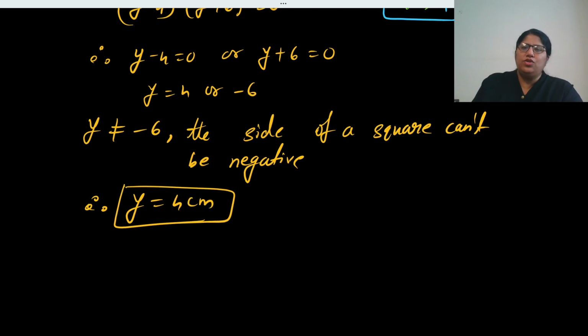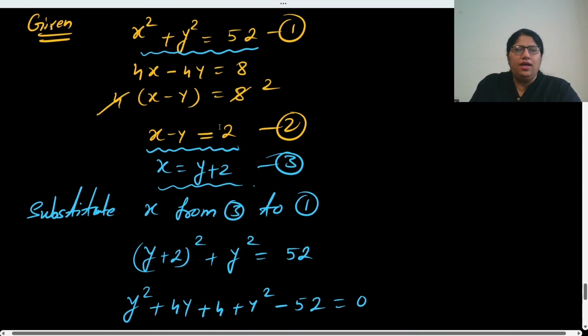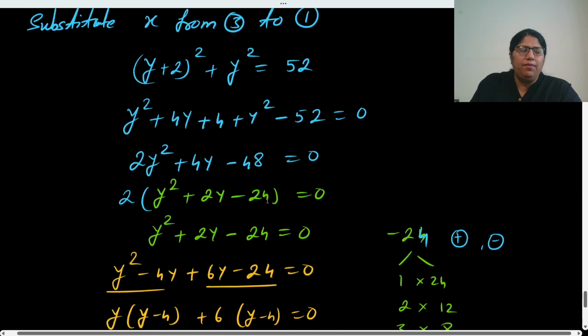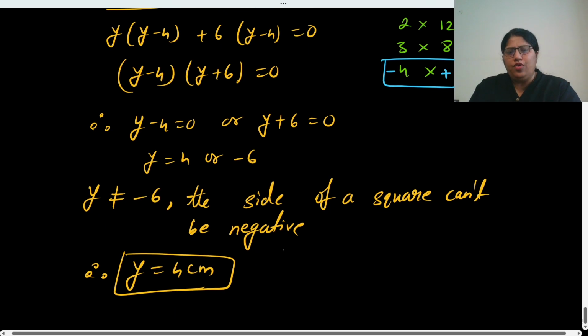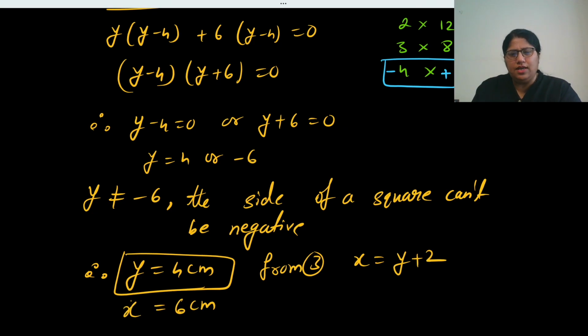And from equation 1 or 2, I am taking here, what is the equation? We can take it here 3, because x is y plus 2, right? So from 3 you can write down, x is y plus 2. So what is going to be the value of x? It is going to be 6 centimeter.